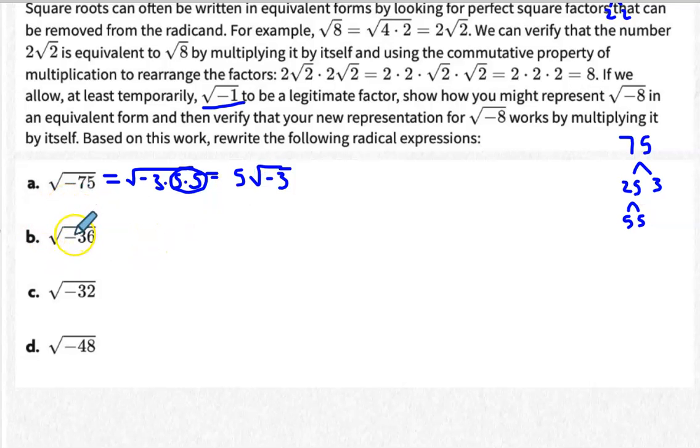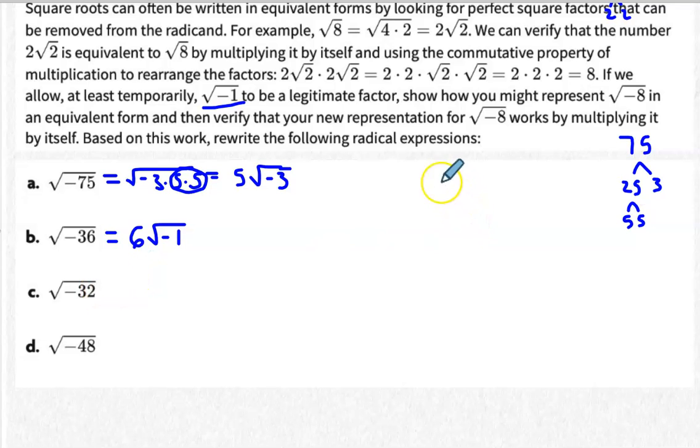Next one, the square root of negative 36. So hopefully a lot of you recognize 36 off the top of your heads as a perfect square, because 36 is 6 times 6. So we know this is equal to 6, but because of that negative, there's going to be a negative 1 left over in the square root.